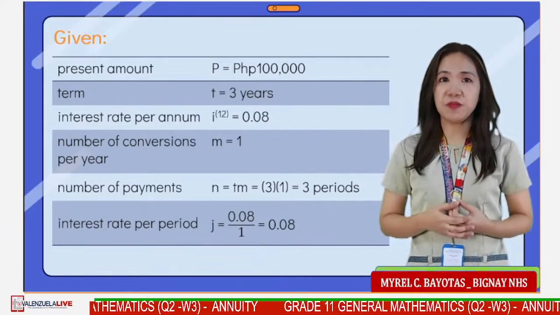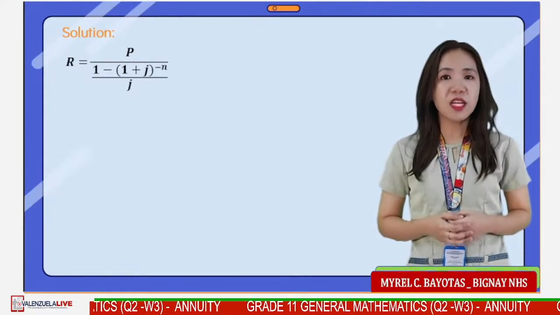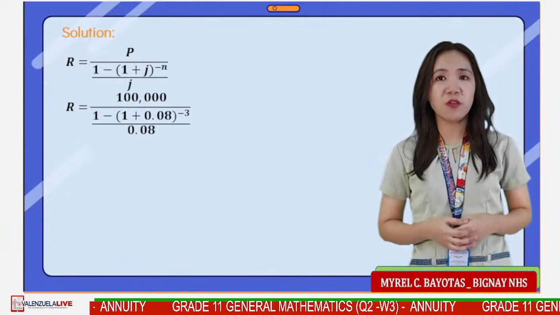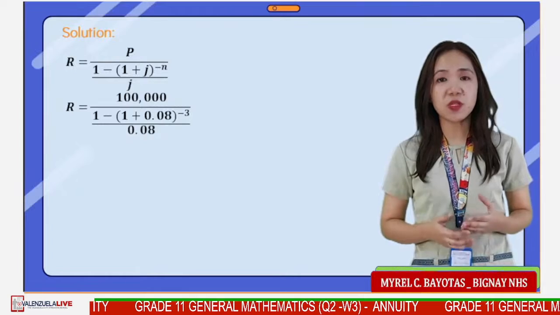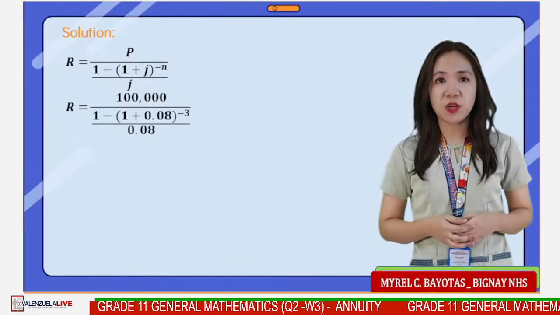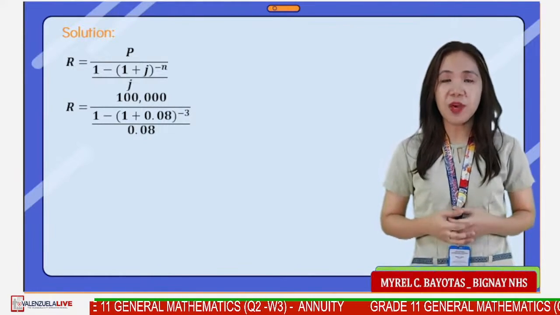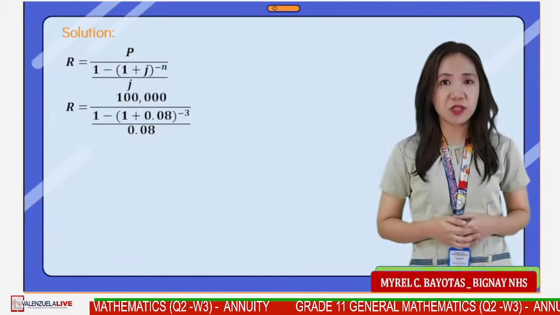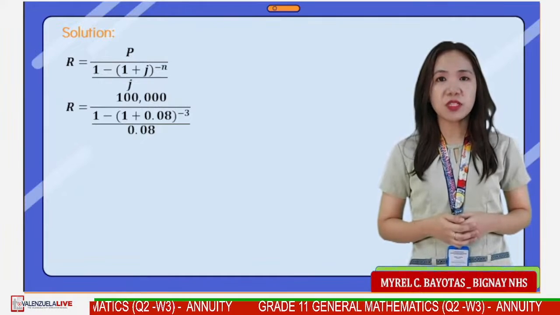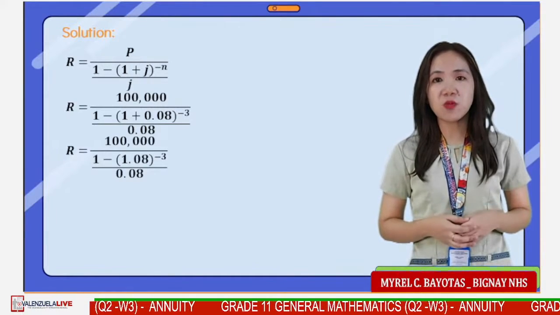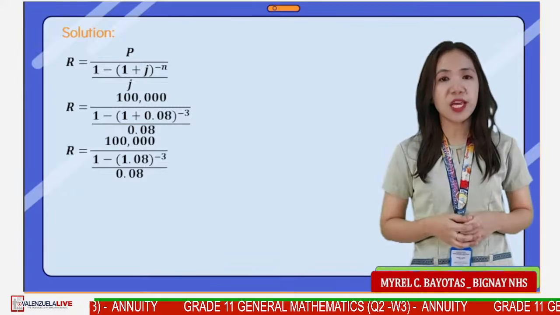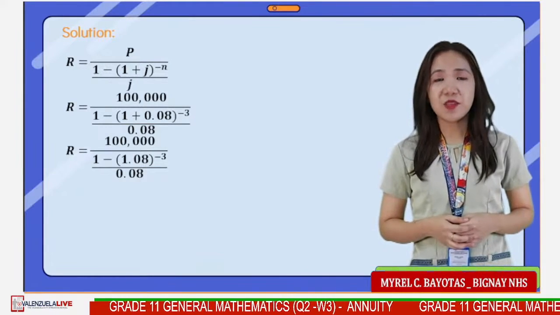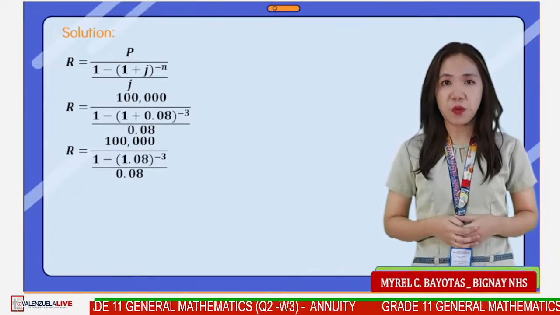Here's the solution. By substitution, R equals 100,000 over 1 minus the quantity of 1 plus 0.08 raised to negative 3 all over 0.08. Following PEMDAS, we begin by simplifying the operation inside the parentheses. R equals 100,000 over 1 minus 1.08 raised to negative 3 all over 0.08. Next, simplify the term with exponent.